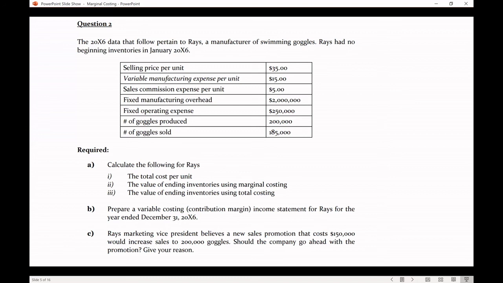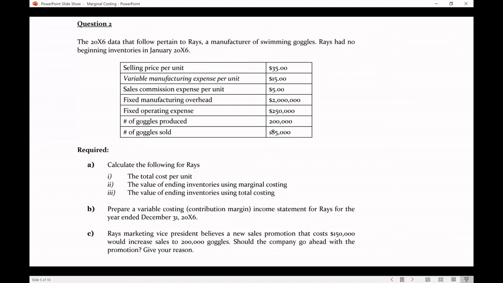And I gave you some information about what marginal costing is. But what is total costing? Total costing is what we would have known, where you have your direct materials, your overheads, and the labor. And these include both the fixed and the variable portion of our goods. So if we want to make a comparison between marginal costing and total costing, it lies within how fixed manufacturing overhead is treated.